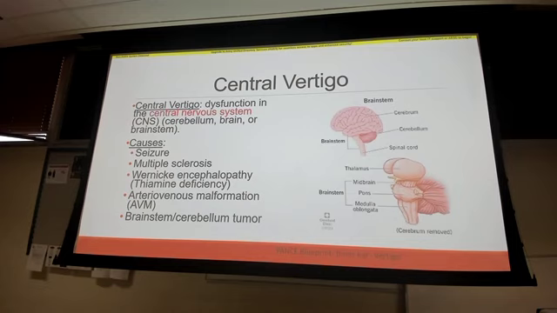Central vertigo is dysfunction in the CNS, so think about the cerebellum and the brainstem. If it's peripheral vertigo, it's peripheral to the brain, so it'll be in the ears, the cochlea. That's how you can remember it. The dysfunction for peripheral vertigo is going to be somewhere in the labyrinth or the cochlea, whereas with central vertigo, the dysfunction is going to be in the brain, the cerebellum, or the brainstem. These are some causes of central vertigo.